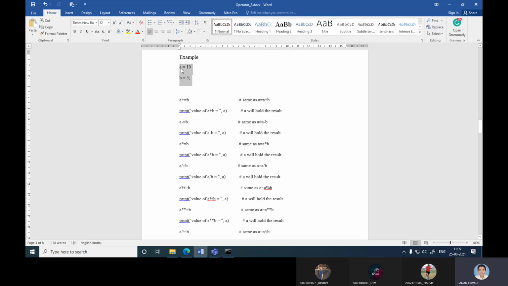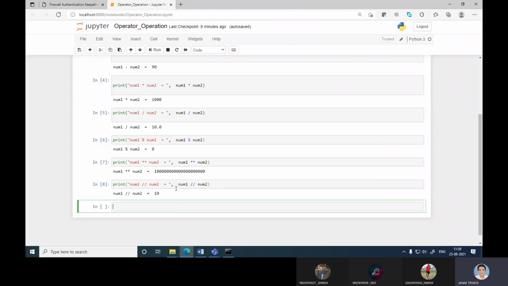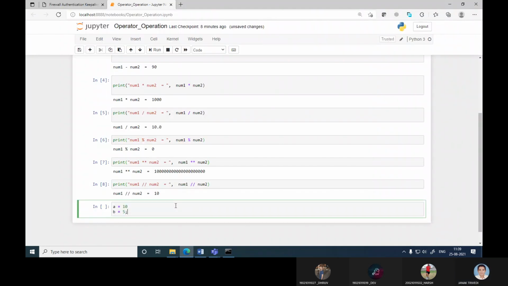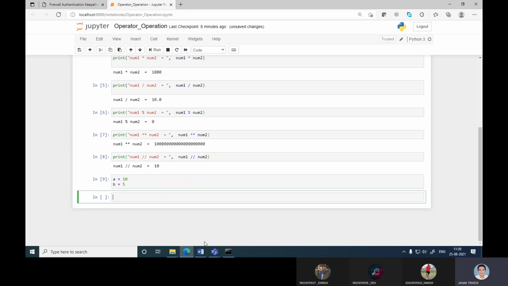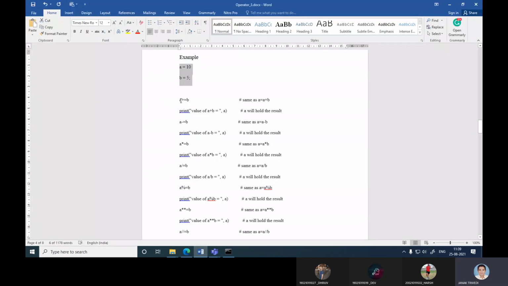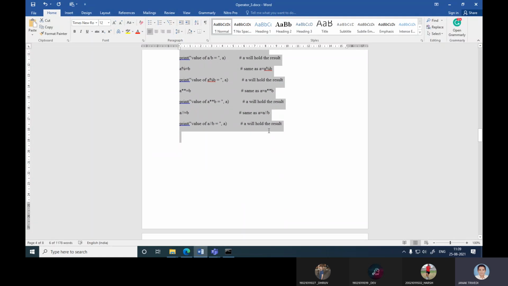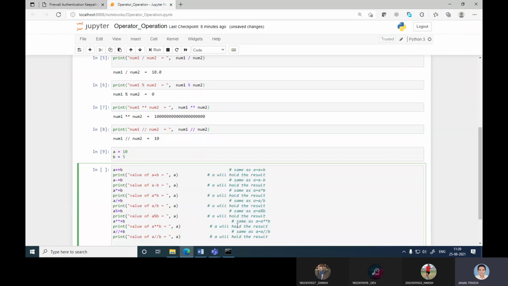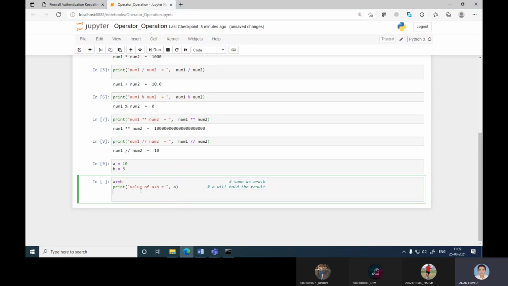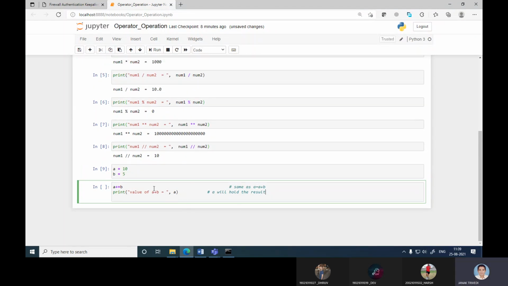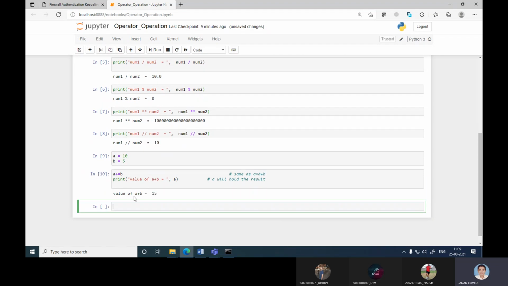a is equal to 10 and b is equal to 5. Okay, now done. Now let's do one by one. First a plus b. So a plus b, that is same as a equal to a plus b, and a will hold the result. Let's see. Okay, so the value of a plus b, that is equal to 10 plus 5, that is 15.